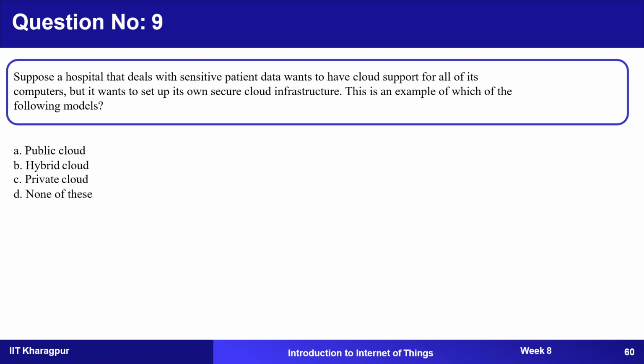Next question is, suppose a hospital that deals with sensitive patient data wants to have cloud support for all of its computers, but it wants to set up its own secure cloud infrastructure. This is an example of which model? Options are public cloud, hybrid cloud, private cloud, none of these.